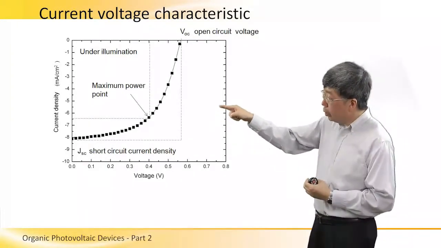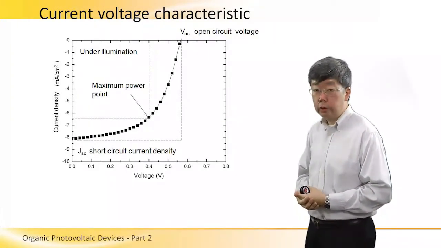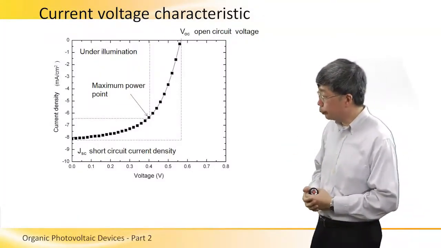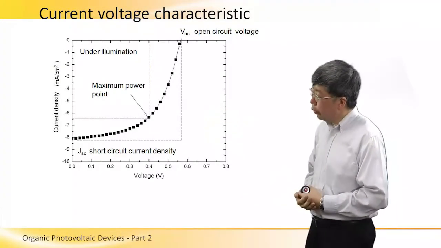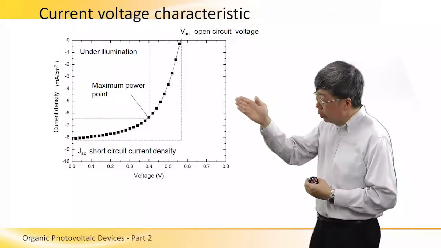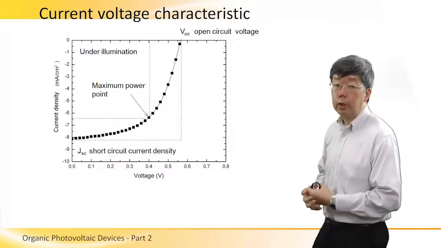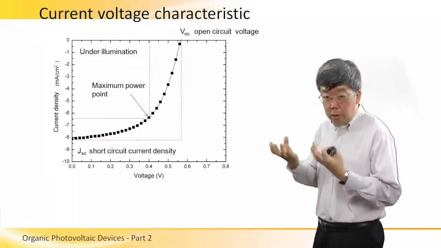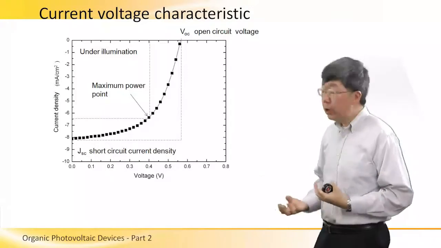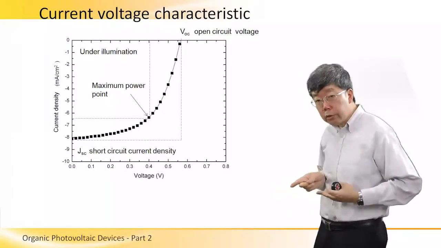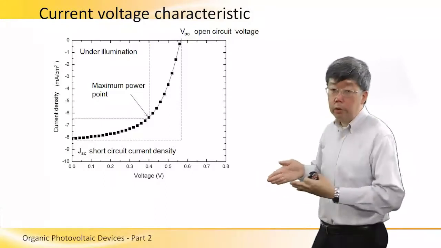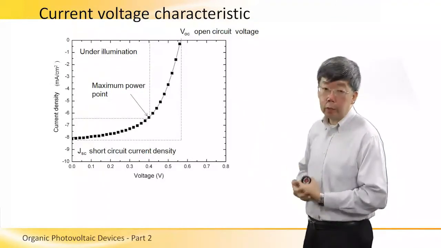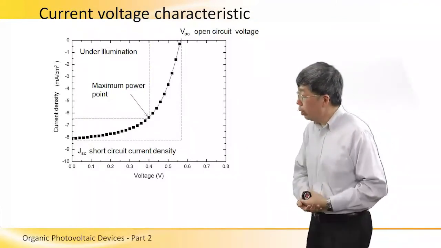This one shows a typical current voltage characteristic from an OPV device. First, we notice that the current density on the left is negative. That is because when the device is under illumination, it is behaving as a power source. So it is sourcing current. It is sending current out to the load, and we therefore represent that by a minus sign in the current.